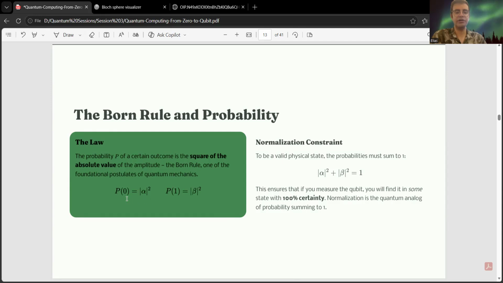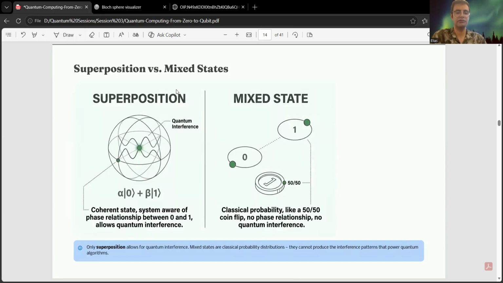I talked about this already, but just have in mind again that if you're finding the probability of one of the states, the probability of 0 will be alpha squared, the square of the absolute value, and the probability of 1 would be the absolute value of beta squared. And this condition always is true. Just don't forget about that.